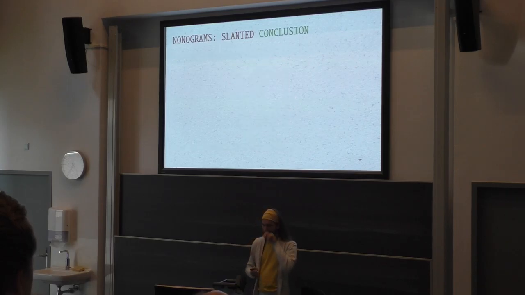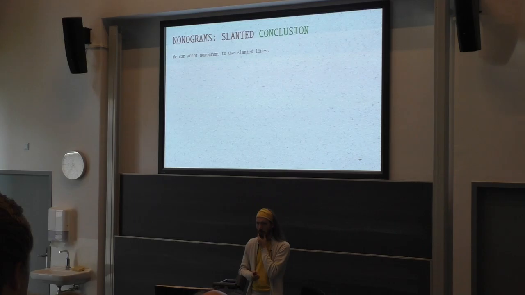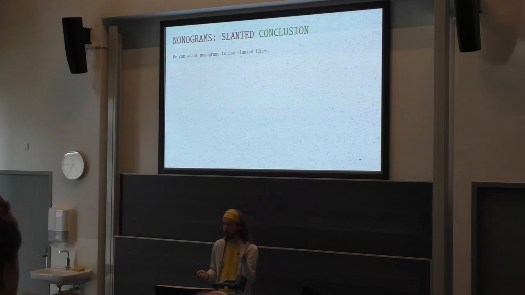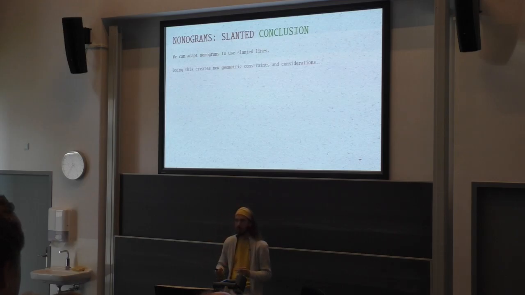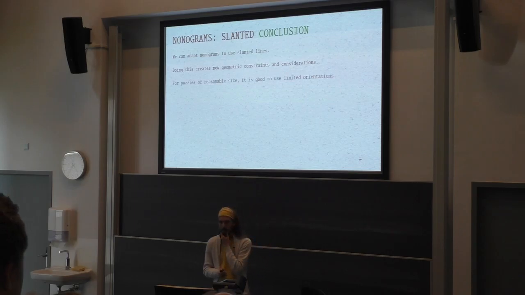So to conclude about the slanted nonograms, we can adapt nonograms by using lines of multiple orientations. Doing this creates new geometric constraints, new ways to solve the puzzle. If the puzzle has more than 5 or 6 lines, then you should probably restrict the set of orientations to a bounded number.